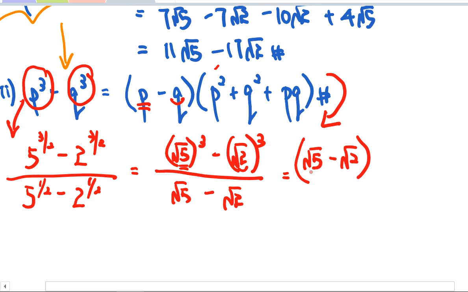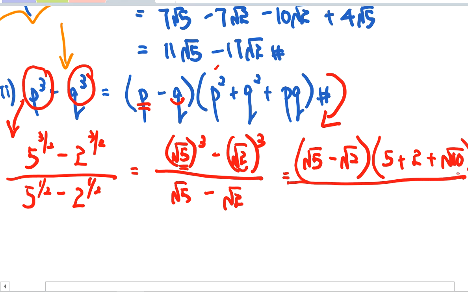Because I'm using a factorization method. Then, same thing, bracket, square root 5 square is 5. Square root 2 square is 2. Then, plus square root 5 times square root 2. I have square root 10. Over. Hey, something magical is going to happen already. What's going to happen? Can anyone tell me?